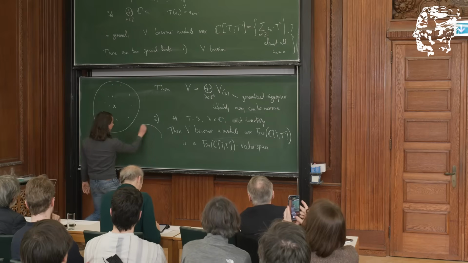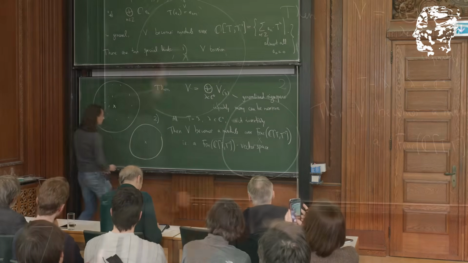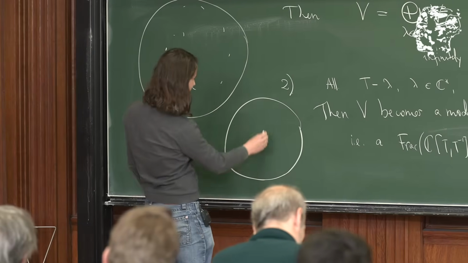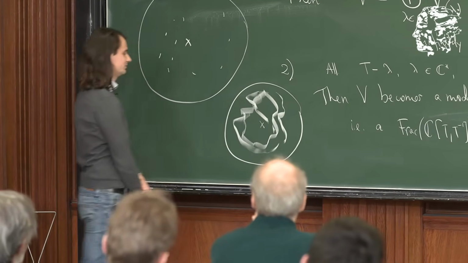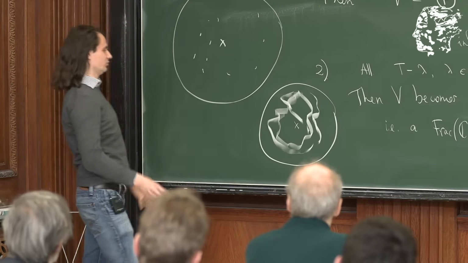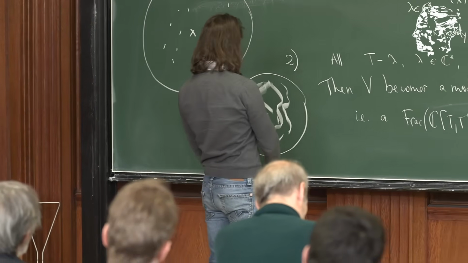Or in this case, well, this doesn't sit at any particular point, but it somehow sits everywhere else. So it sits over the whole space. So in algebraic geometry, we call this a generic point.